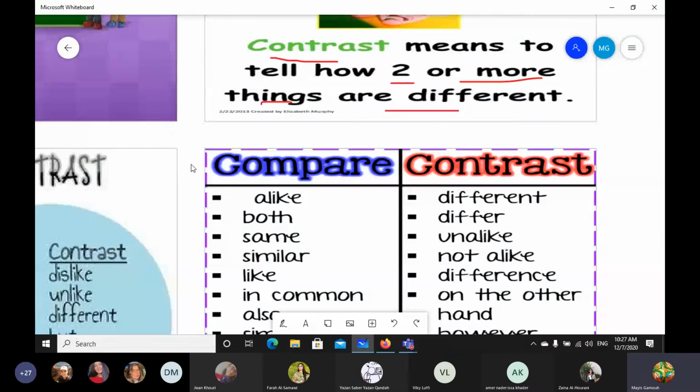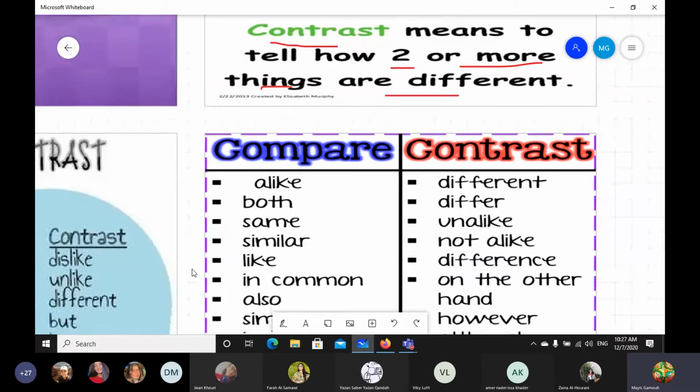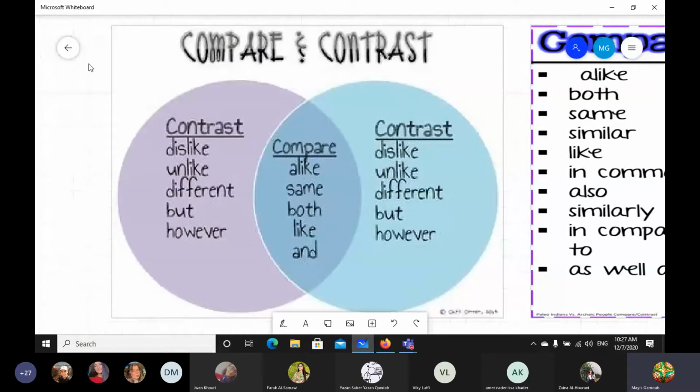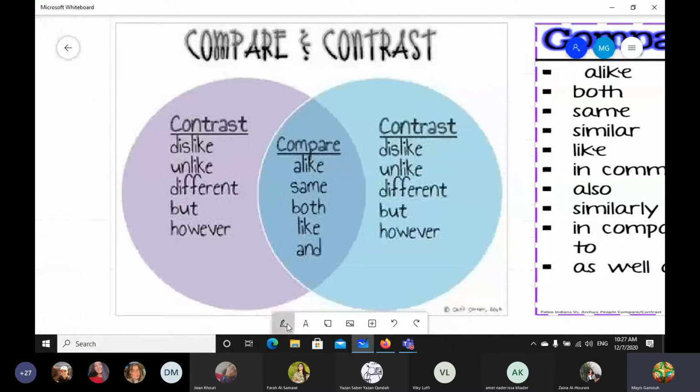Now we are going to be introduced to some of the keywords that we have to use in order to compare and contrast and know the similarities and differences between things. Look at this slide, and let's talk about it. When I want to compare, when I want to talk about the similarities of two or more things, I may use these expressions, which are alike, same, both, like, and.